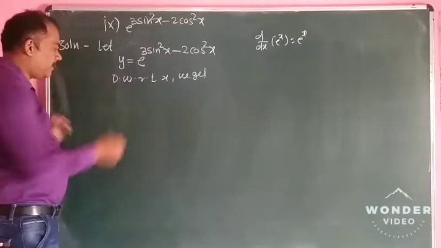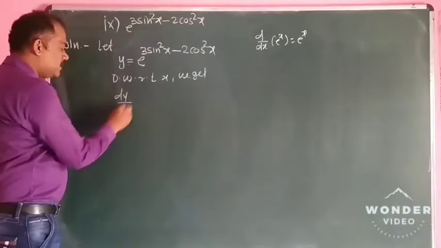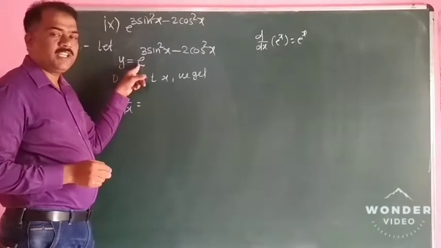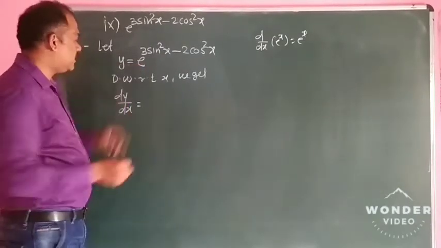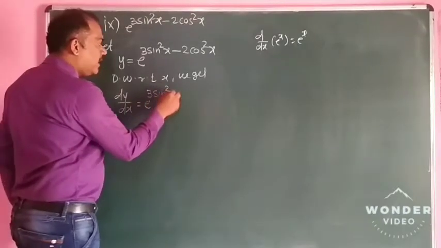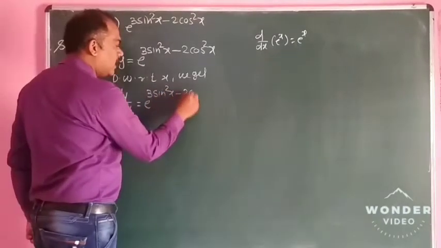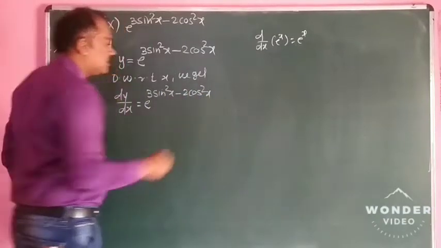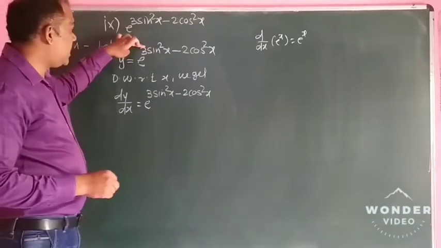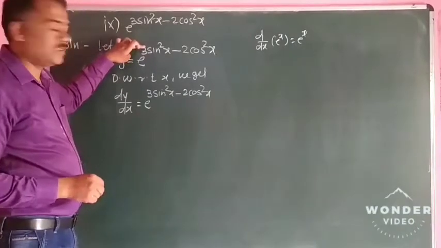Differentiation of y with respect to x, dy by dx is equal to, first we have to keep the finger on e. Derivative of e raised to x is e raised to x, so that e raised to 3 times sin square x minus 2 times cos square x.